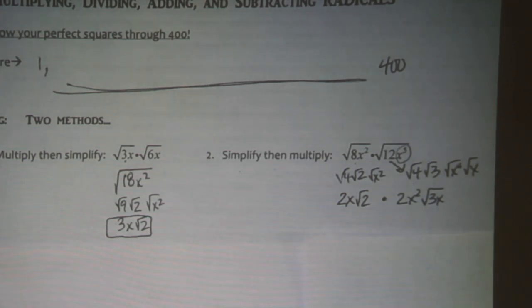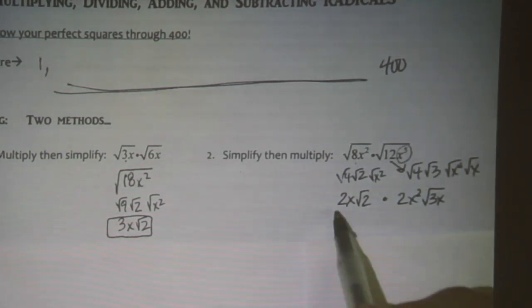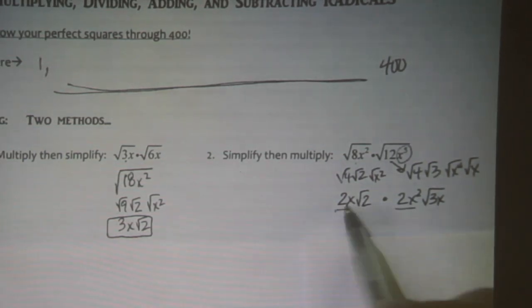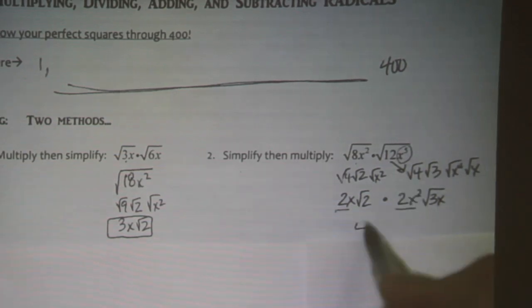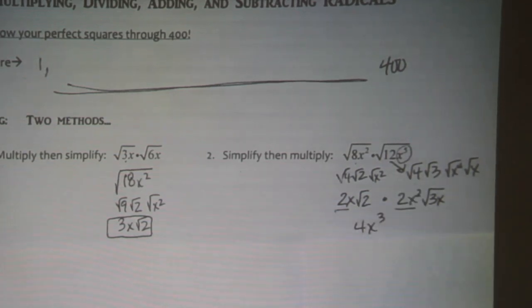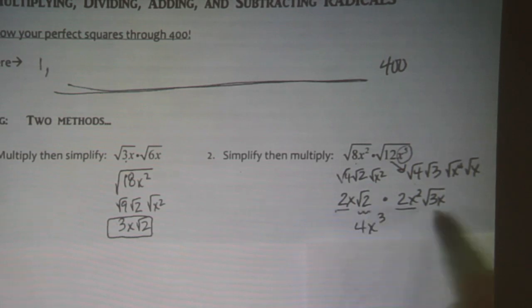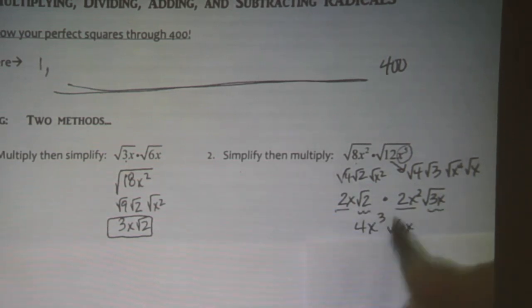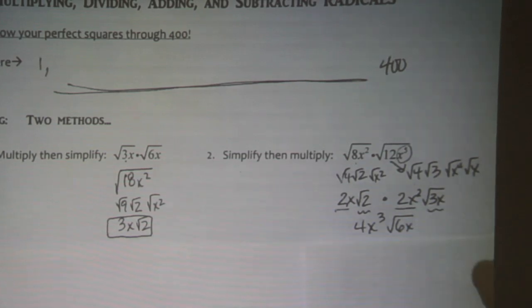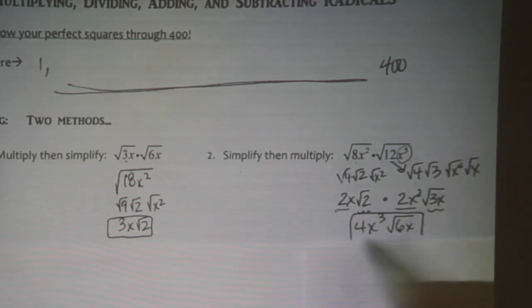Okay, so now we do exactly what we did in the first problem, but we're going to multiply the outsides together. 2x times 2x squared is 4x to the 3rd. Then we're going to multiply the insides together. 2 times 3x is 6x, and that remains under the square root. Double check and make sure there's nothing that can be simplified under the radical, and you are good to go.